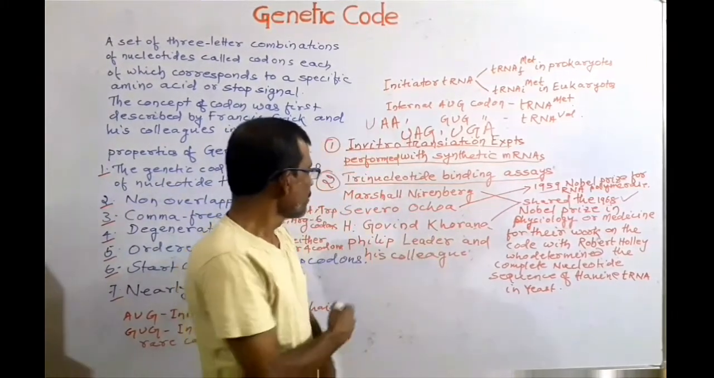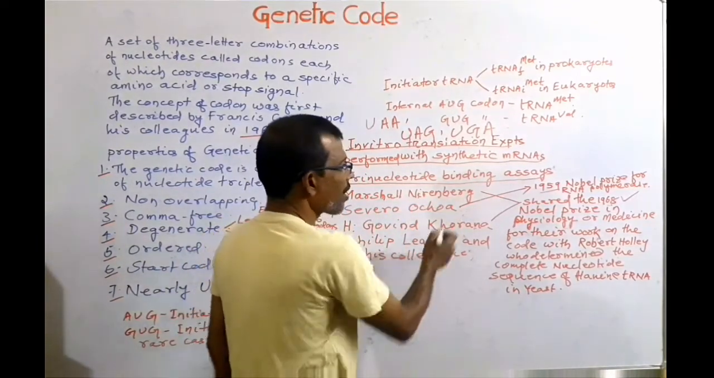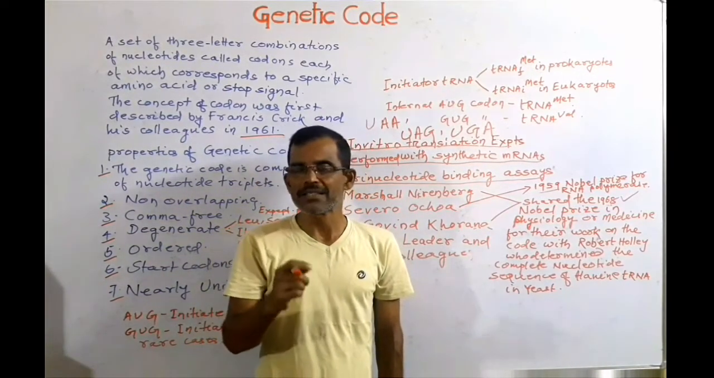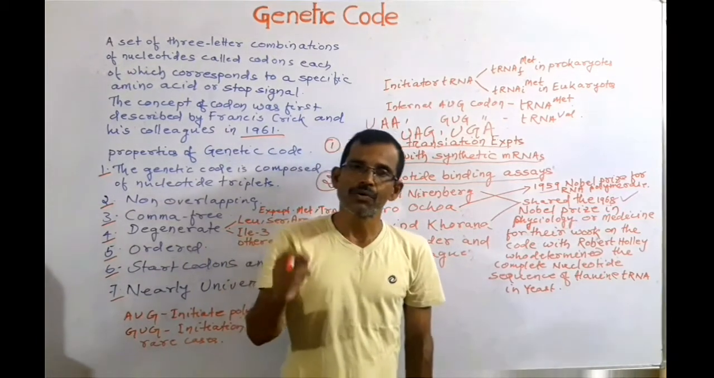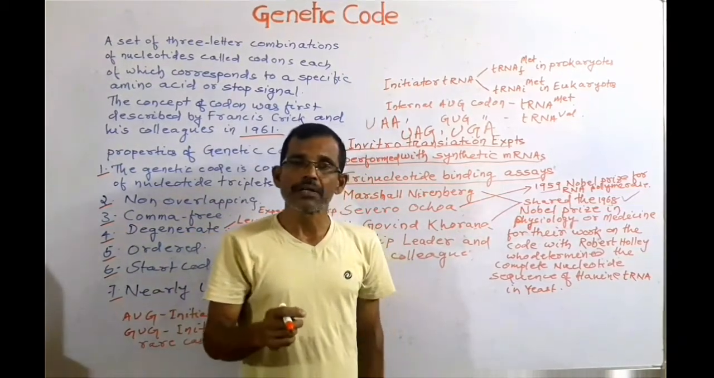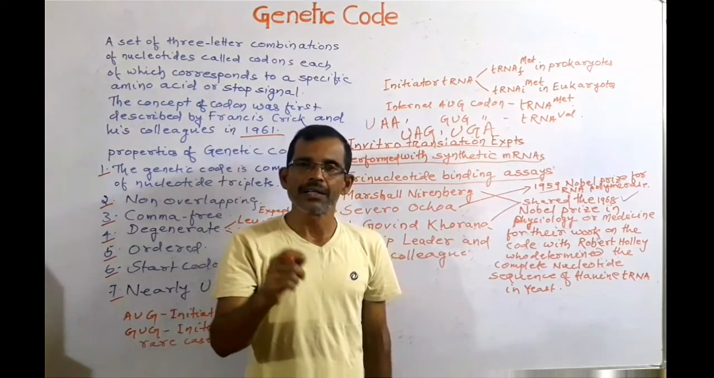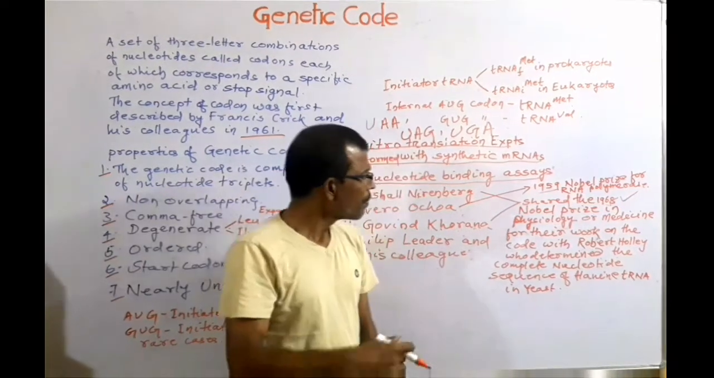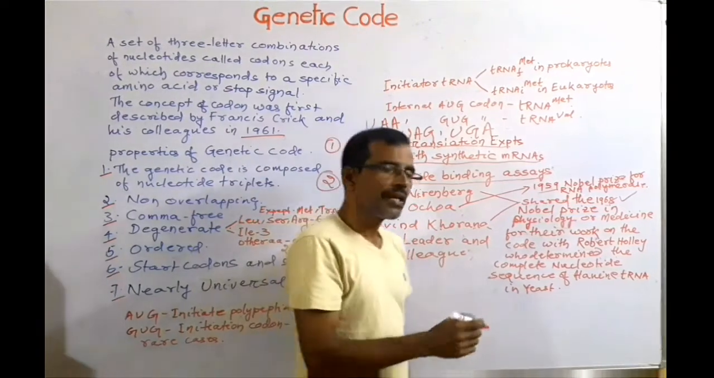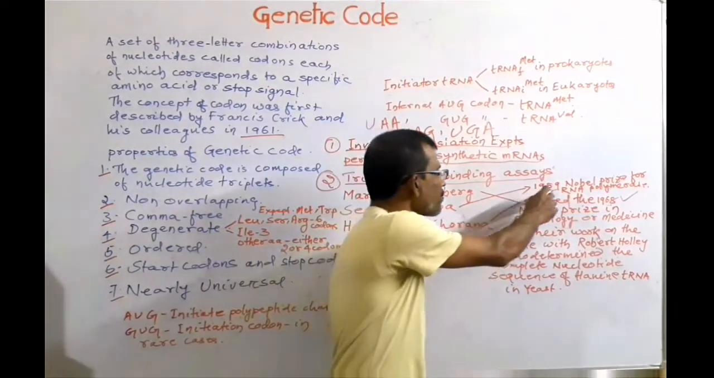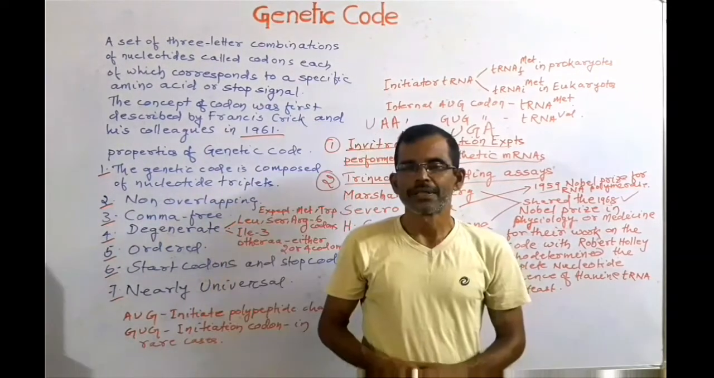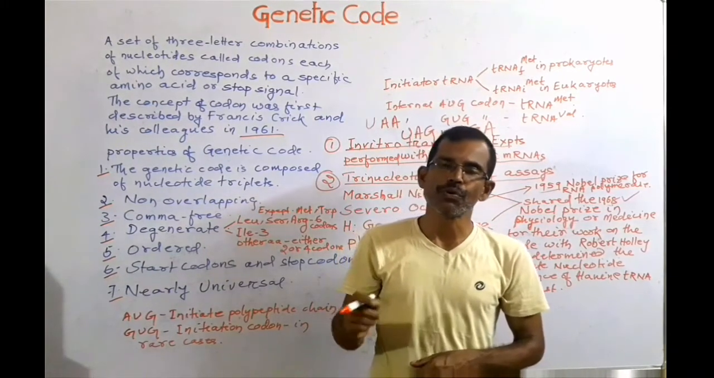Out of these scientists, Marshall Nirenberg and Hargobind Khorana shared the 1968 Nobel Prize in Physiology or Medicine for their work on the genetic code, along with Robert Holley, who determined the complete nucleotide sequence of alanine tRNA in yeast. Previously, Severo Ochoa had already received the Nobel Prize in Physiology or Medicine in 1959 for the discovery of RNA polymerase.